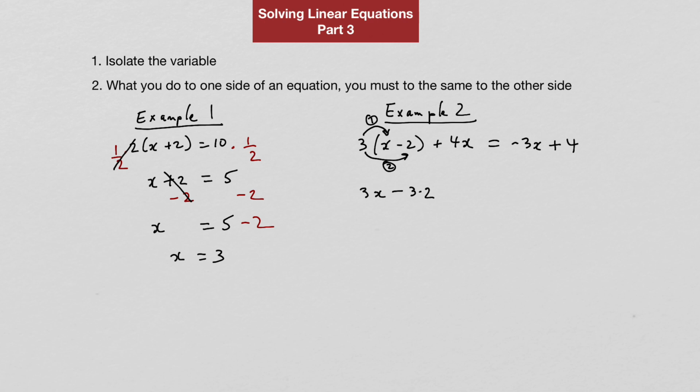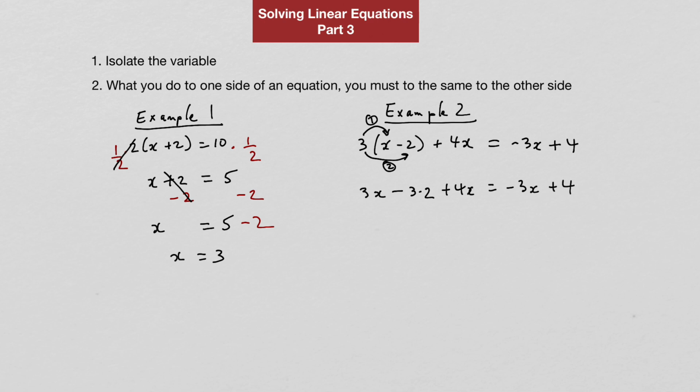I'm going to pause there for a couple seconds so you could see what's going on. 3x, or 3 times x, so 3 times the first term inside the parentheses, and then we're going to take 3 again and multiply the second term, which is a negative 2. So we're going to subtract 3 times 2, and then we're going to write the rest of it out. Plus 4x is equal to minus 3x plus 4.